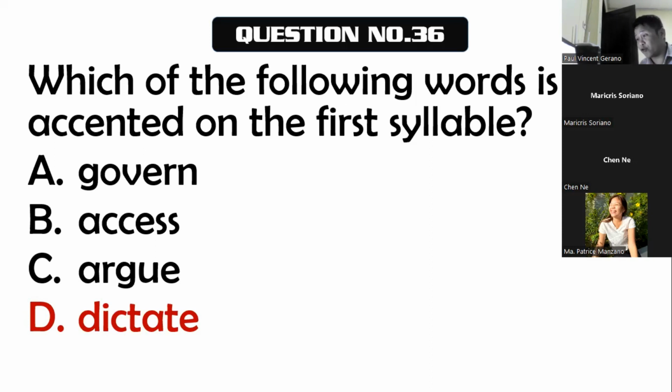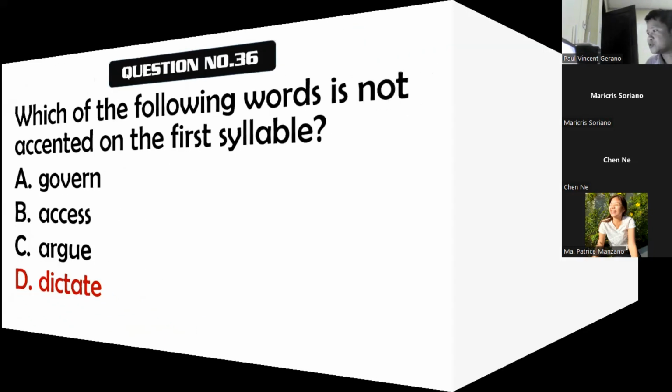Letter A, govern. First syllable. Letter B, access. First syllable. Letter C, argue. We don't say argue, we say argue. First syllable. And letter D, dictate. Second syllable. So the correct answer here is letter D, dictate. 37.